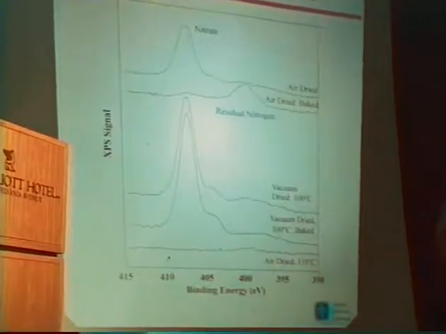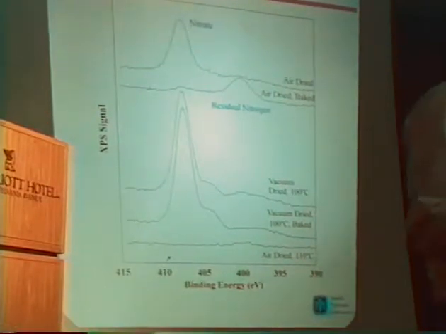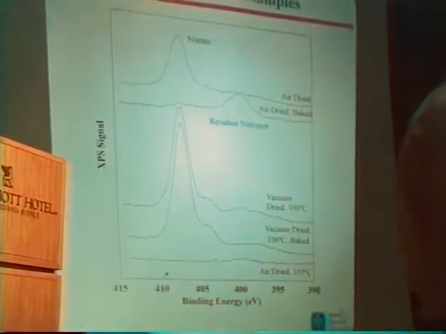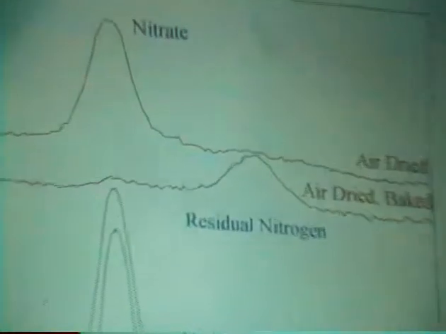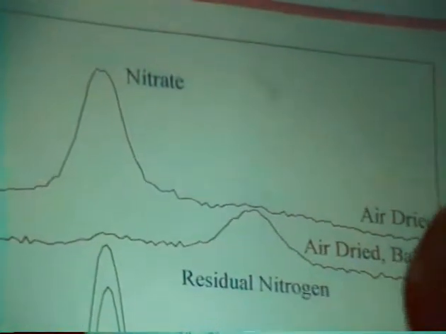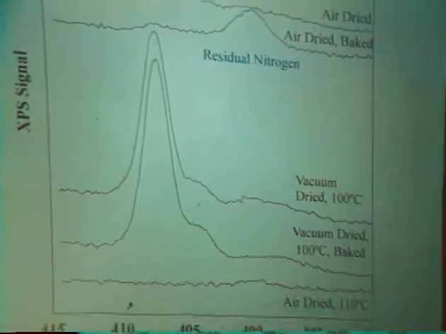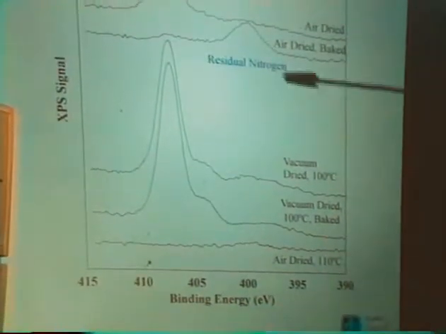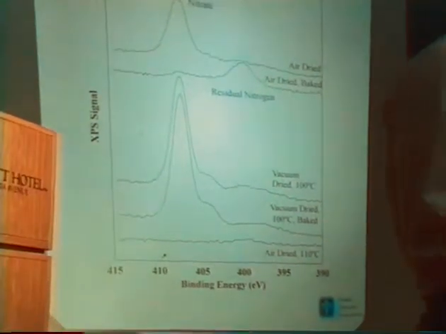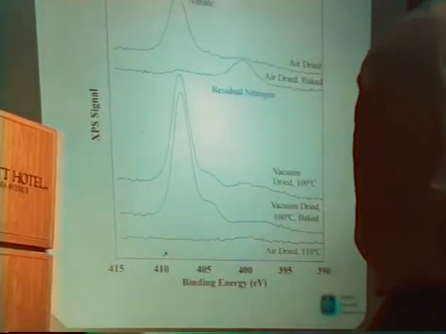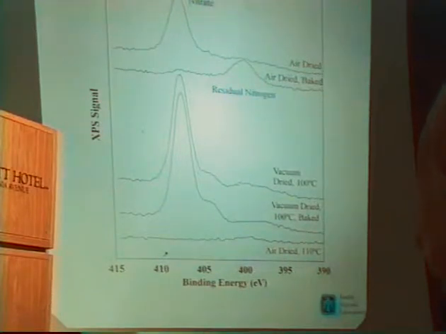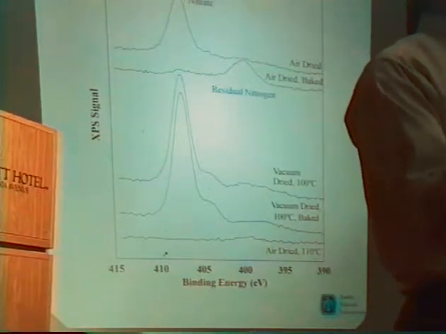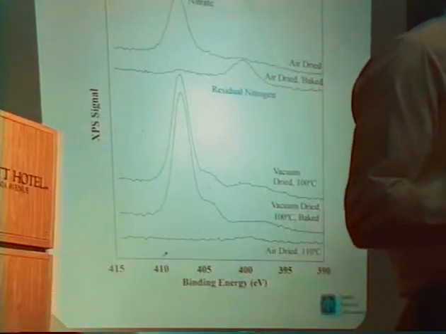Further supporting evidence for the fact that we have nitrate on some samples and not on others that have been dried is the nitrogen 1s region. For an air-dried sample, we see a peak at 407.4 eV that's assigned to nitrate. For the air-dried sample that has been baked, we don't see any nitrate features, which is somewhat surprising. We do see a peak at 399.8 eV that's assigned to residual nitrogen on the surface. So again, baking this sample appears to have fixed the cobalt on the surface of the silica.